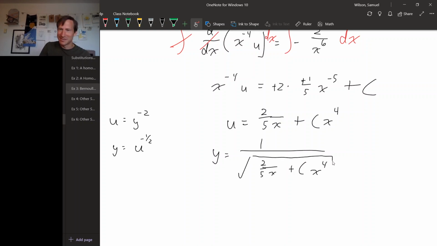So the substitution u equals y to the 1 minus n always turns a Bernoulli equation into a linear equation. The resulting linear equation can still be sort of a mess to solve, but it does always work.